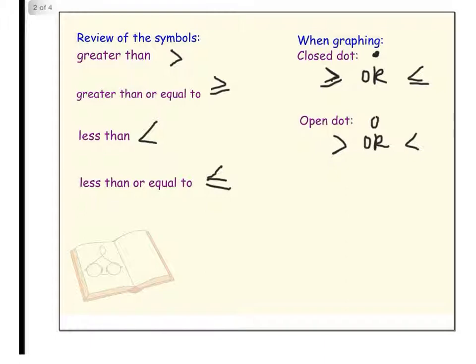You can see I have an example for greater than. You can see the arrow points to the right. Greater than or equal to, arrow still points to the right, but we have the line underneath. And then less than and less than or equal to are similar.